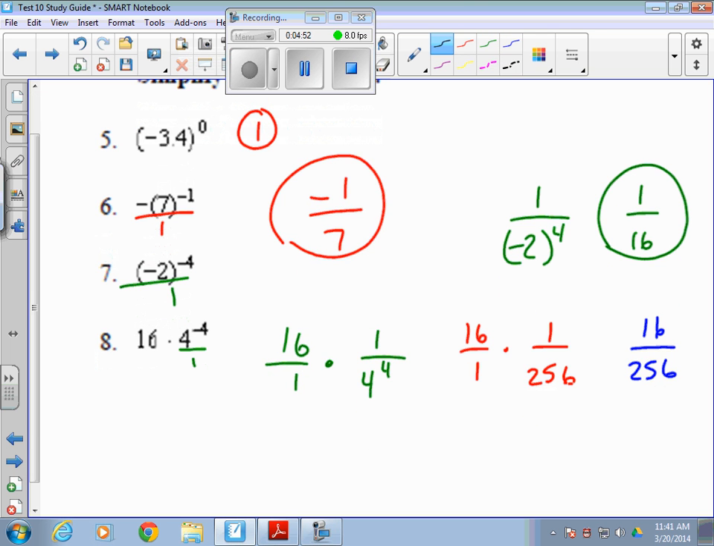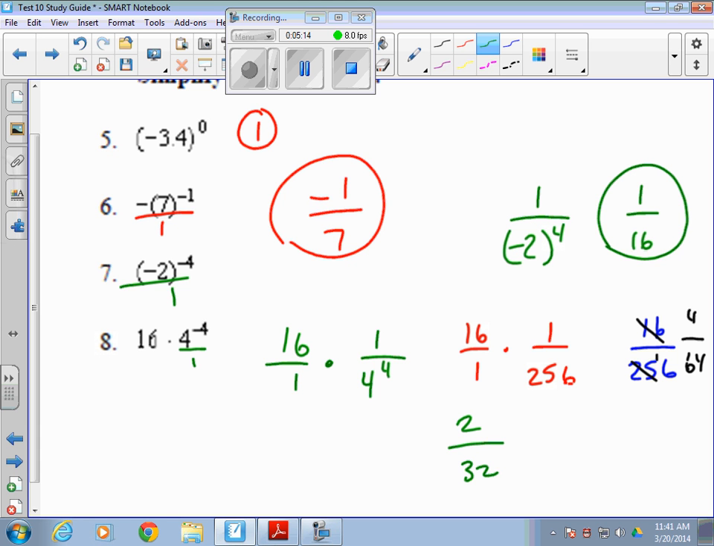4 times 4 is going to be 16. 4 times 6 is going to give you 24 and carry 1. So it's going to be 64. 4 over 64. And again, the number 2 is going to go into both of these for sure. So 2 goes into 4 2 times, and it goes into 64 32 times.